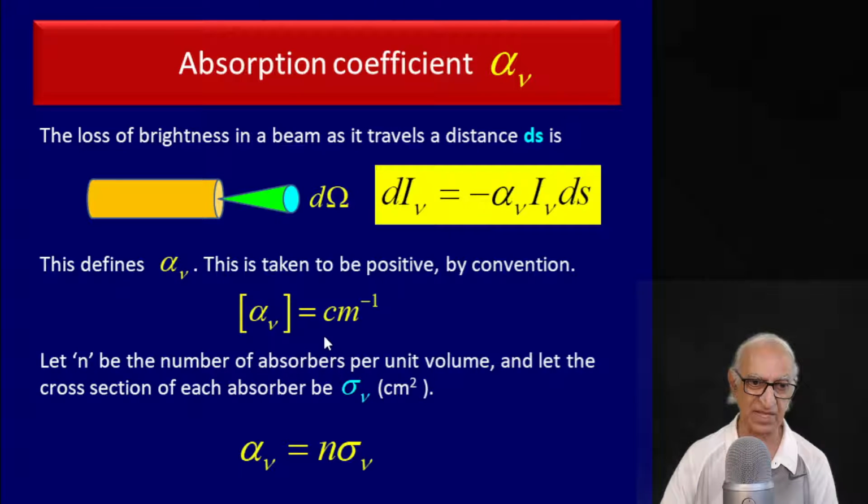So you see that the dimension is right because n is 1 divided by centimeter cube. Cross-section sigma is centimeter squared. Therefore, n sigma is the dimension of centimeter to the minus 1. So that agrees with what is expected over there.